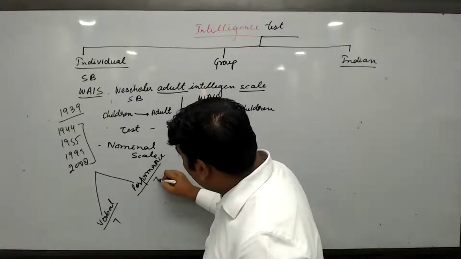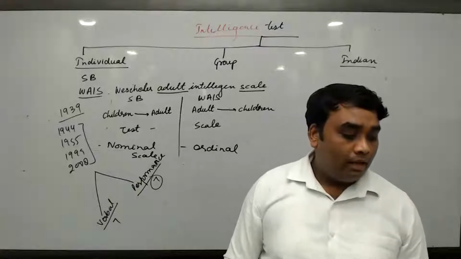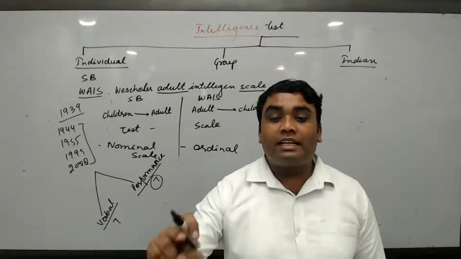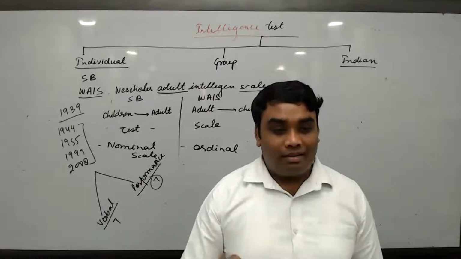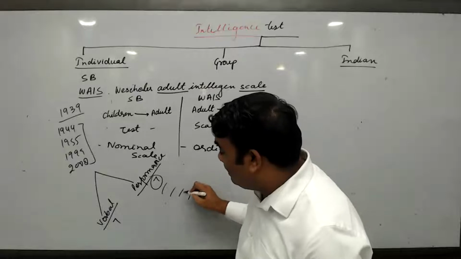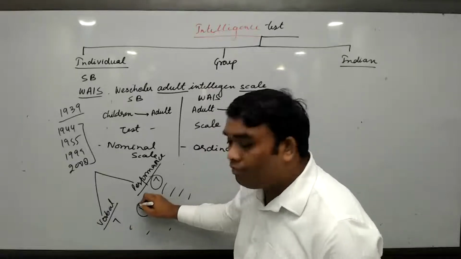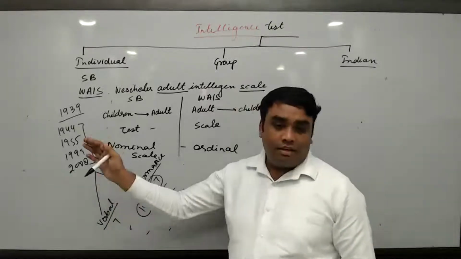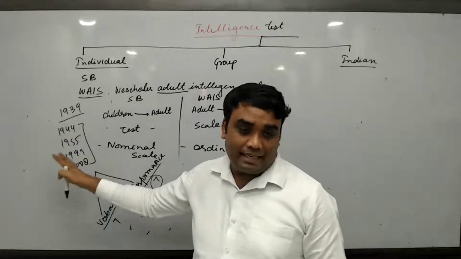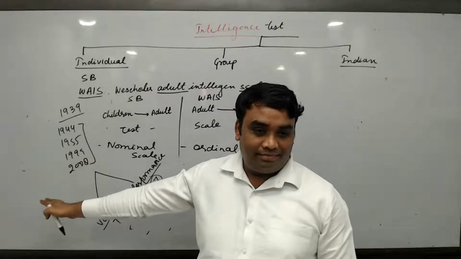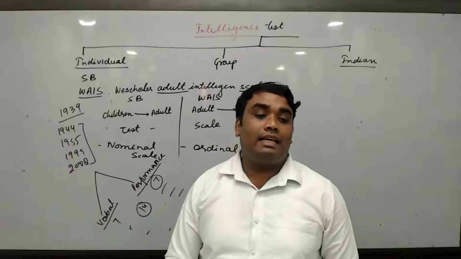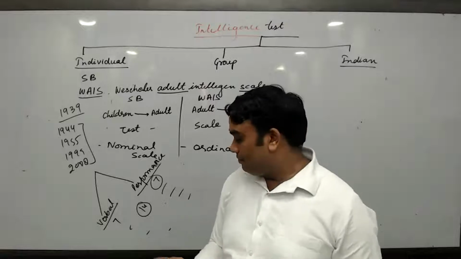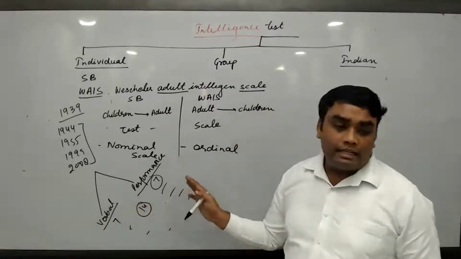Even on the performance scale, they check our other abilities, performing abilities, like picture completion, choice and order. Here also seven tests are there. Both total how much? Forty. But after the revision, the number of scales has changed. He has changed the number of scales.